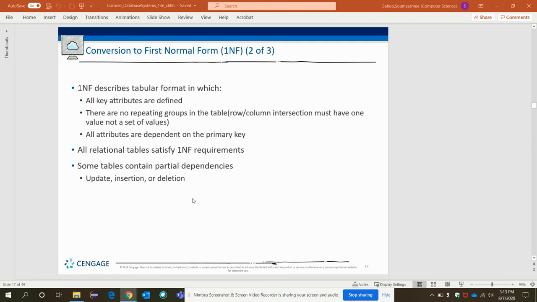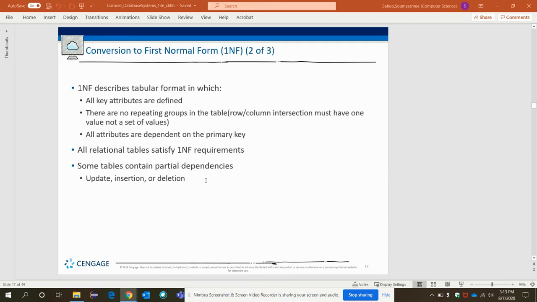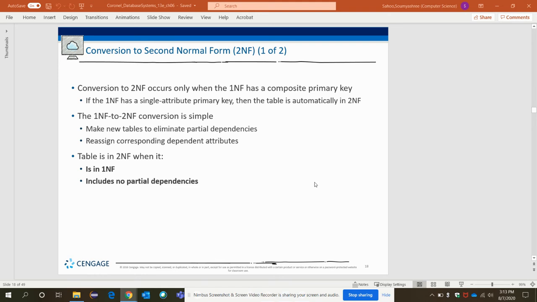But some of the tables, as I explained to you, some of the records, not tables, sorry about that, some of the records still contain the anomalies that I just explained to you. So what are we supposed to do? Now the time is to move on to the second normal form.